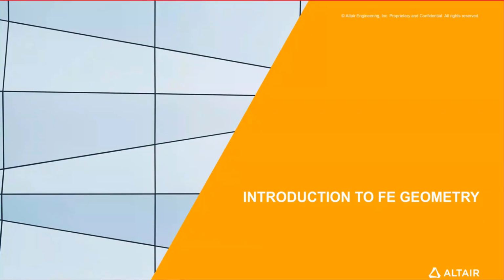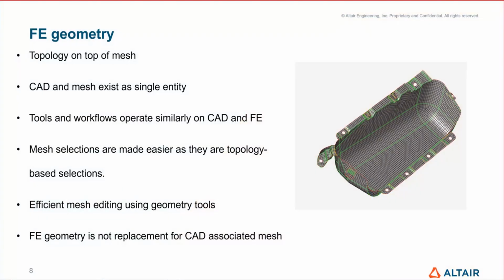So let me introduce you to FE geometry. What is FE geometry? FE geometry is basically topology on top of a mesh. It's like having permanent edges, faces, and vertices on a mesh without having to have a CAD. All of the model setup workflows downstream going forward, for example loads, contacts, boundary conditions, all of them can be defined on the geometry, agnostic of the mesh.